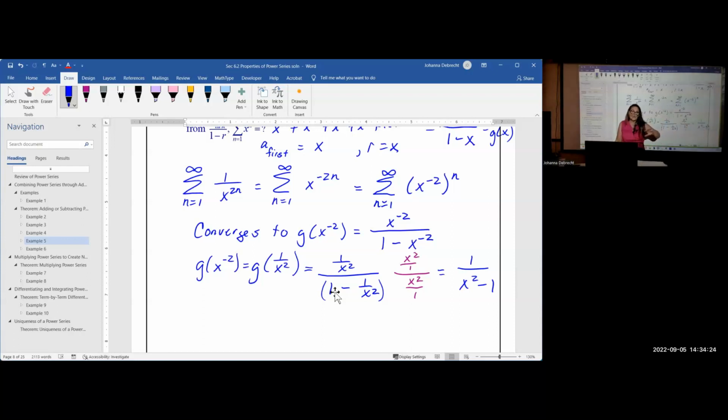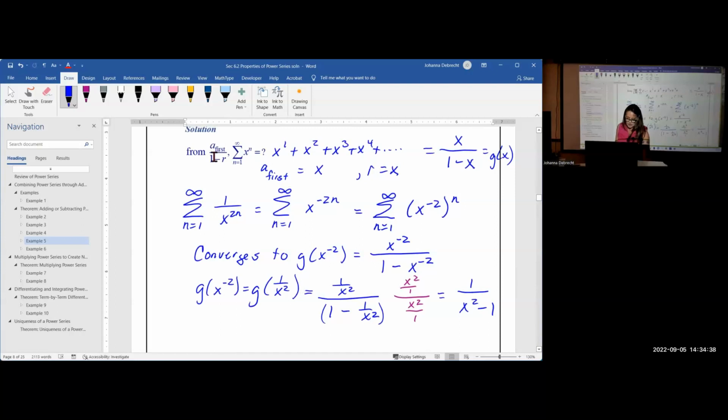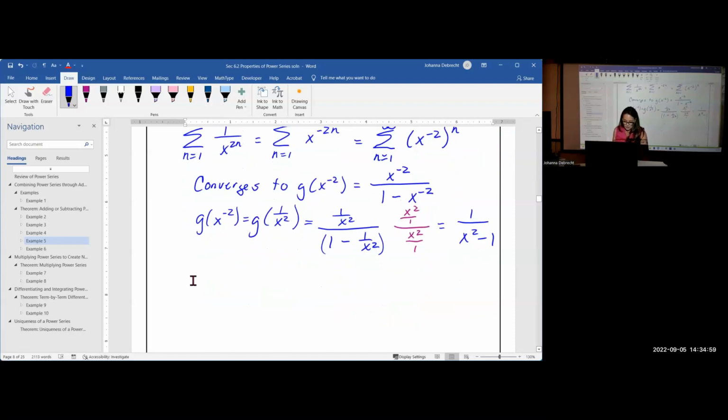Now we know that composition, substituting something in place of x, can change the interval of convergence. Doesn't have to, but it can. So we want to see if this changes the interval of convergence. So we come back up here and we ask ourselves, what is the interval of convergence for this power series that we have at the beginning, the basic one? And of course, it converges for the magnitude of x less than 1, because that is the condition for convergence of a geometric series.